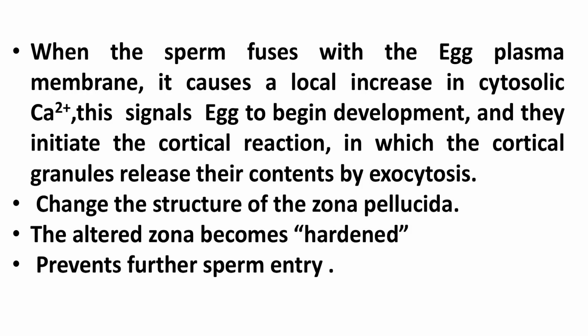Now, when the sperm fuses with the egg plasma membrane, it causes a local increase in the cytosolic calcium ion level. This signal will begin the egg development. When the concentration of calcium ions increases inside, it will start the development of the egg. This is called activation or initiation of the egg development, in which the cortical granules release their contents by exocytosis and the altered zona layer becomes hardened to prevent polyspermy.